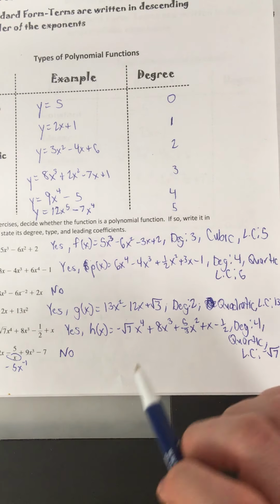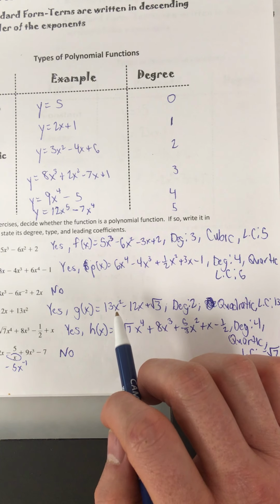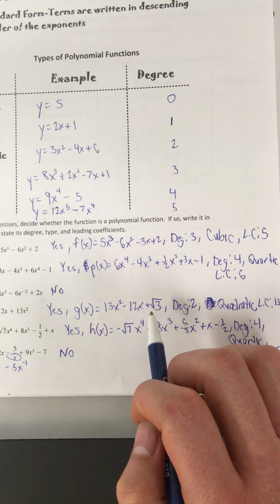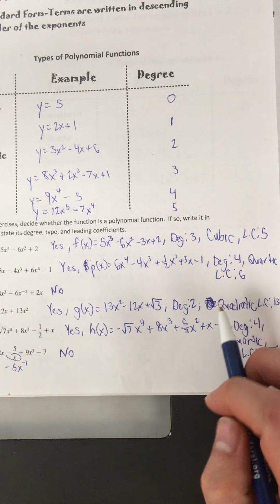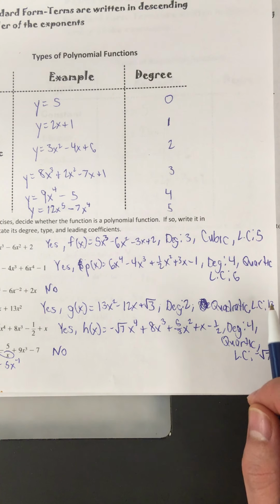The third one was not a polynomial. The fourth one, write it in order: 13x squared minus 12x plus square root of 3. The degree is 2, that makes it quadratic. The leading coefficient is 13.